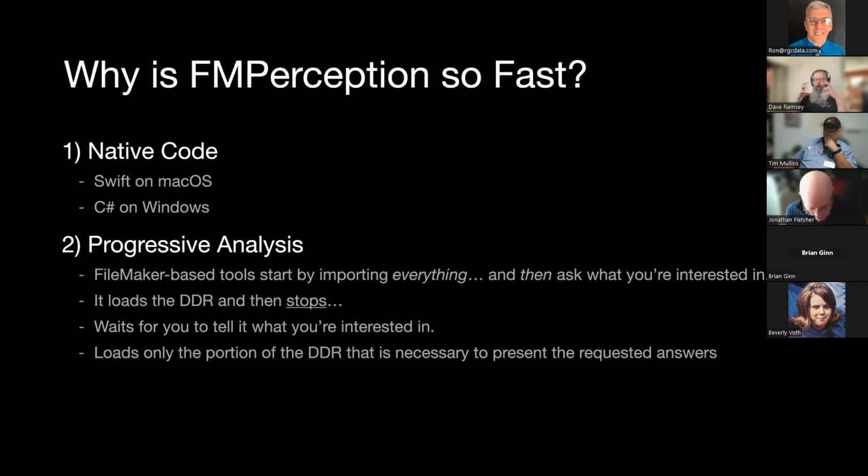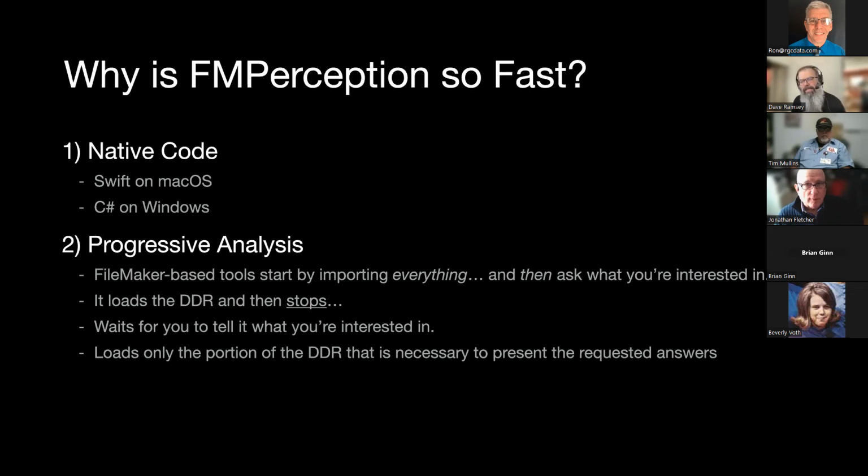the core element to FMPerception ends up being its speed. And there are two things that make it fast. The first is native code. This is not a FileMaker-based analysis tool like Base Elements or Inspector Pro or Crosscheck. This is Swift on Mac OS and C# from the ground up on Windows. So that gives us some performance advantages.